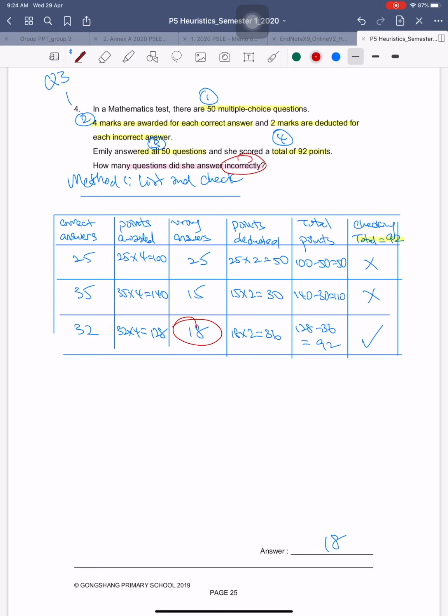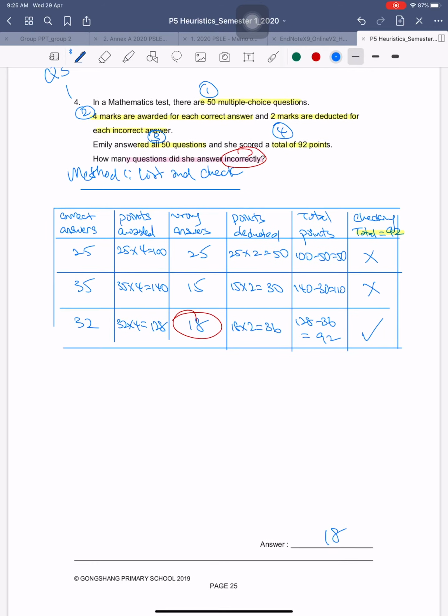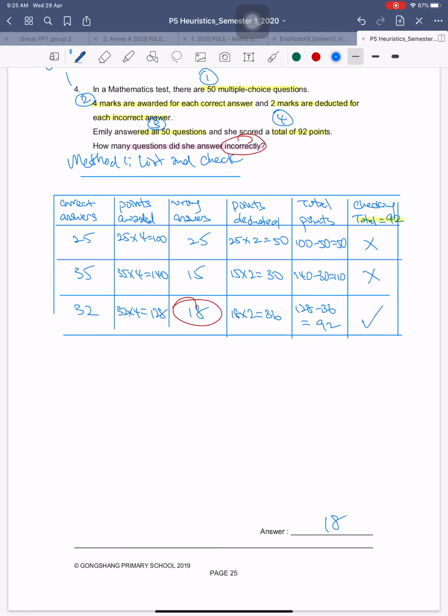That's why some people don't like list and check. Because sometimes if you're not so lucky, you need to keep listing and checking and you still don't get the answer. So when doing list and check, you must really check the last column. From there you will know whether you should increase or decrease. That part is very important. It's not just list and check blindly. You really need to look at how far you are and try to make the difference as near as possible.